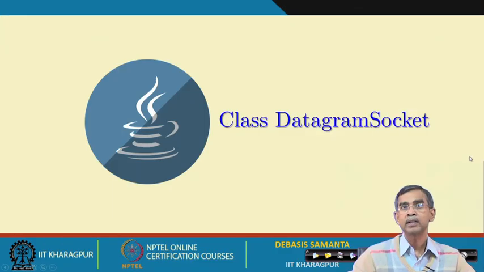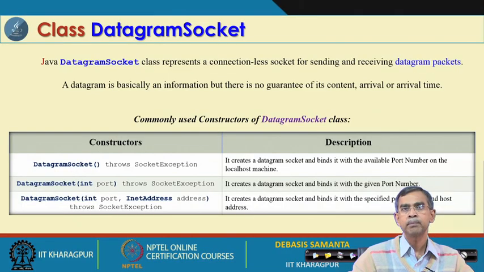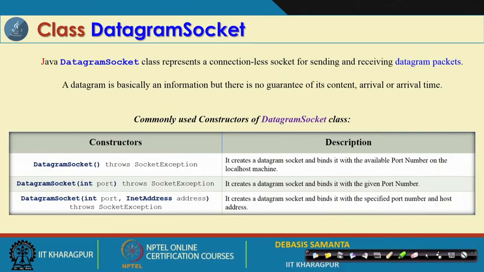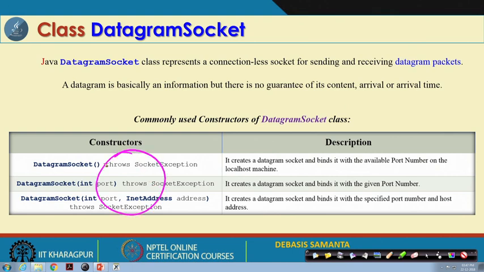Now, I will come to the communication using sockets. There are three kinds of sockets: datagram socket, server socket, and socket. The datagram socket follows the UDP protocol, and the different methods are defined there. These are the constructors by which a socket can be created. There are different constructors: you can mention the port number, or the port number as well as the INET address, or you cannot mention anything.